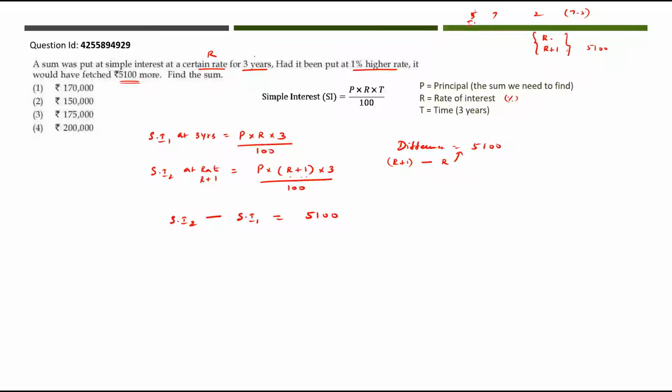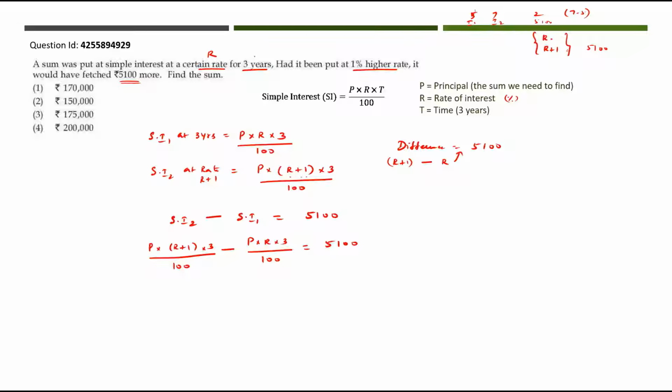If this is going to be simple interest 1 and this is going to be simple interest 2 and this is going to be 5,100 the difference. Now how should we subtract this? Simple interest 2 minus simple interest 1 will be the subtraction order. So what is simple interest 2? It is P into R plus 1 into 3 divided by 100 minus simple interest 1 is P into R into 3 divided by 100. This will give a value of 5,100.